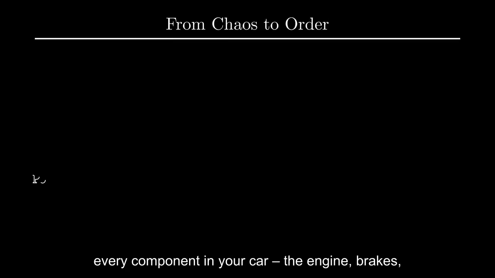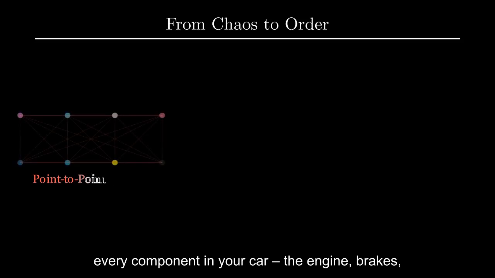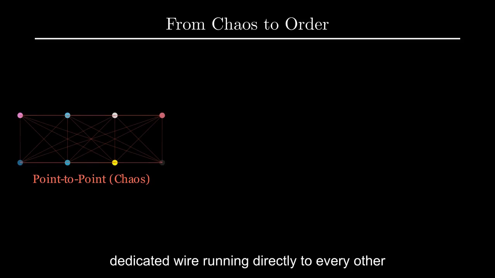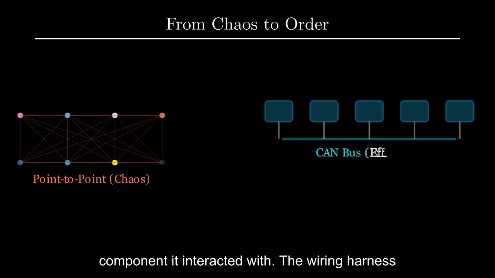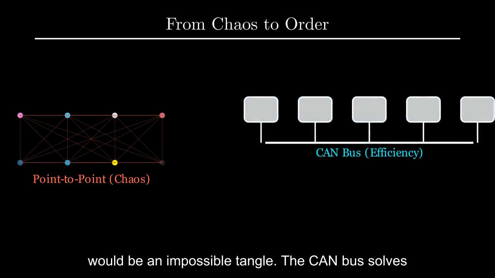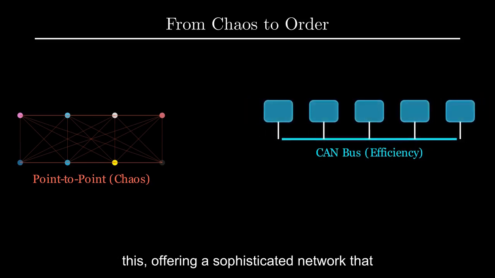Imagine if every component in your car, the engine, brakes, radio, and even your power windows, needed its own dedicated wire running directly to every other component it interacted with. The wiring harness would be an impossible tangle. The CAN bus solves this, offering a sophisticated network that dramatically simplifies vehicle architecture, reduces wiring, and enhances reliability.